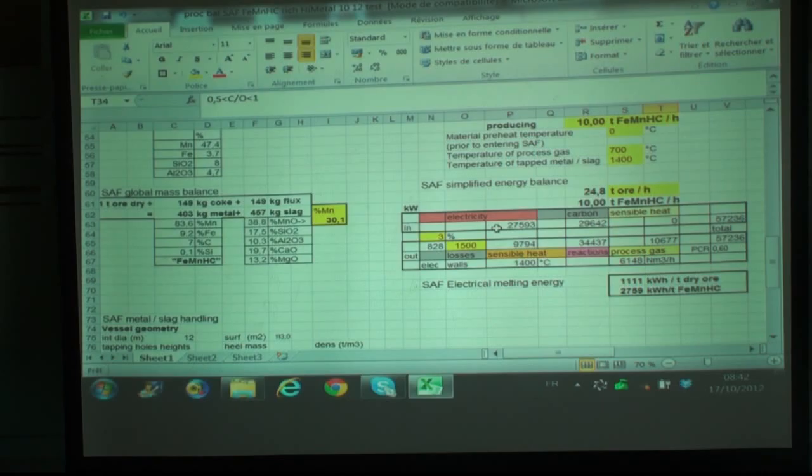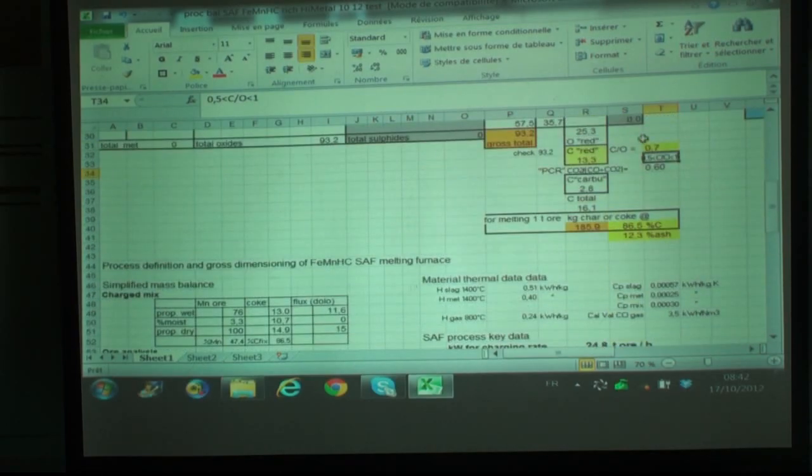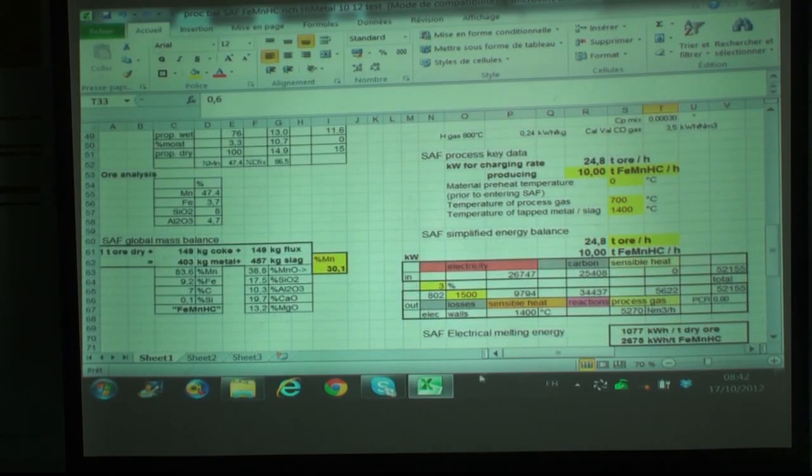The result here is 27.5 megawatt. And if I go back, just go back like this. Yes, it is 26.7. So it is less than 1 megawatt change. Okay?